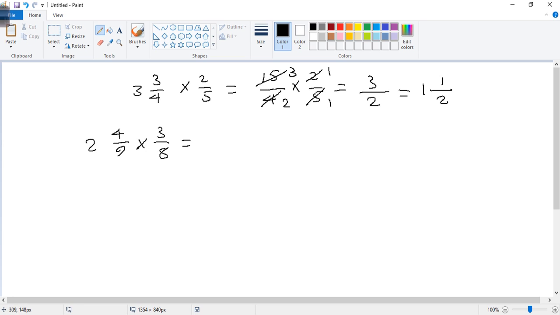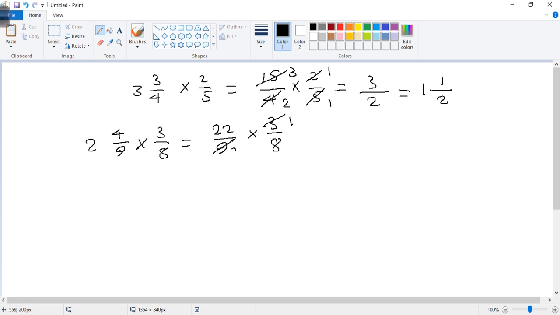We have to perform this. We have to make the first mixed number an improper fraction. 2 times 9, 18, plus 4, it will be 22 over 9 times 3 over 8. If we divide by 3, it is 1, to simplify.